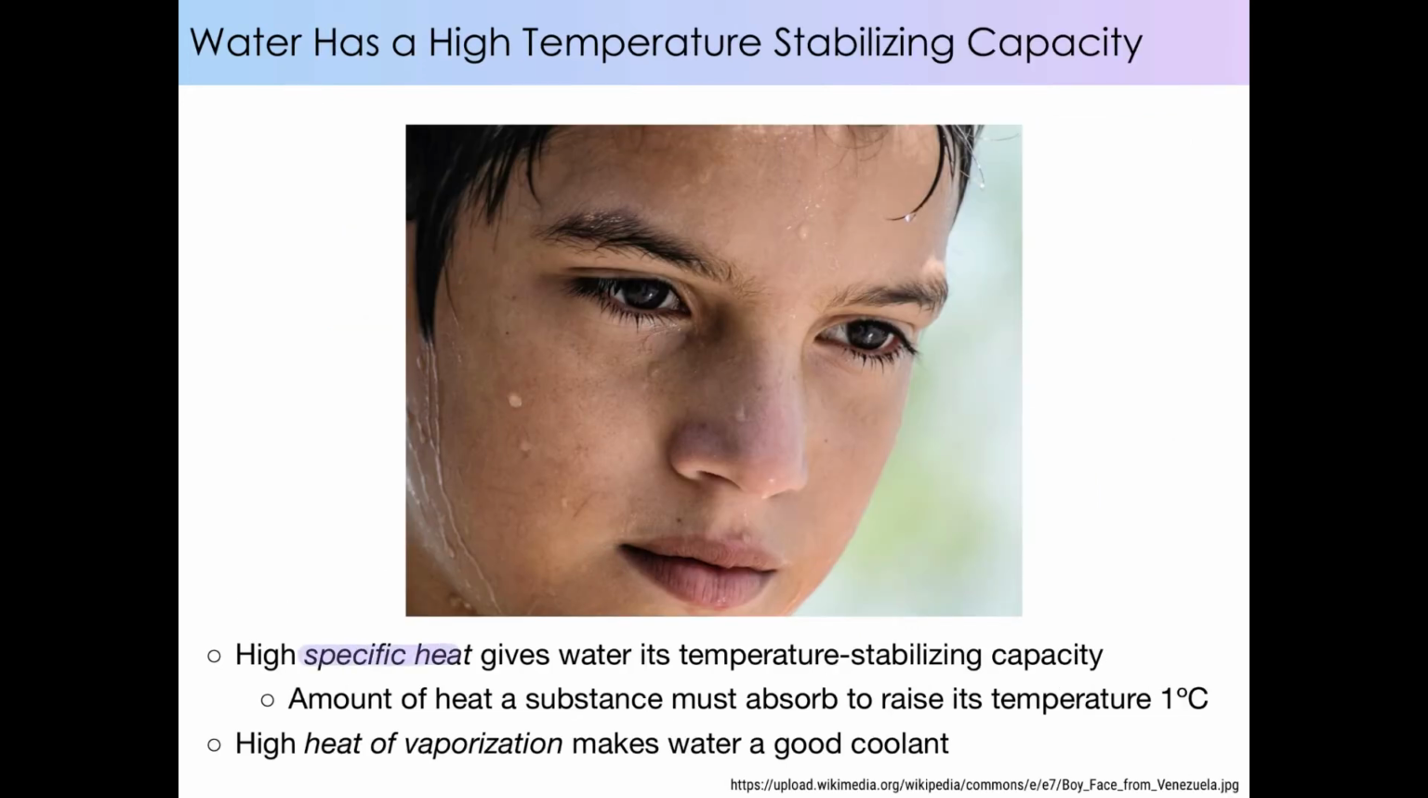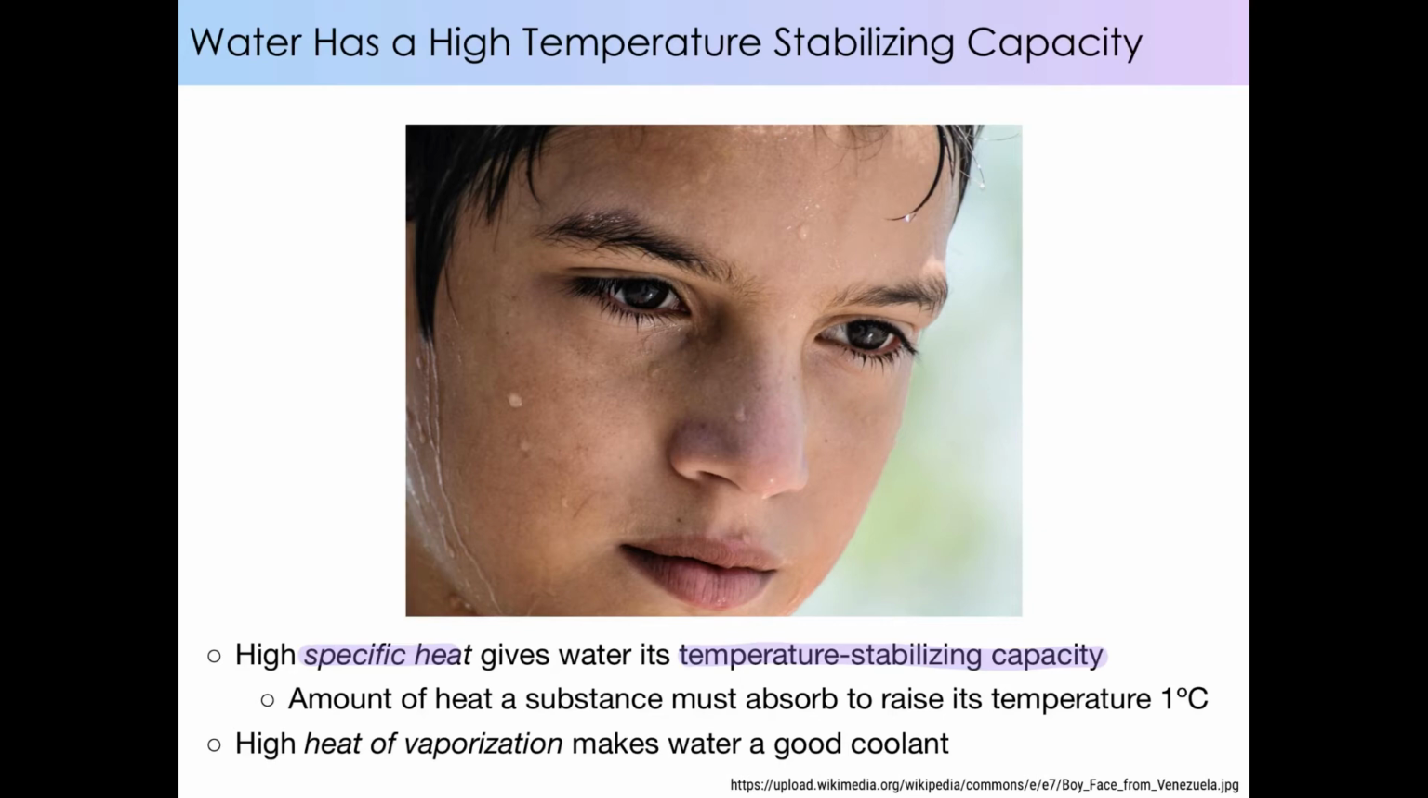Specific heat refers to the amount of heat that a substance needs to absorb per gram to increase its temperature by 1 degree Celsius. For water, the specific heat and the boiling point are higher than for most other liquids. So it takes a lot of energy to raise the temperature of water. So that means that in cells, because there's so much water, the temperature of the cell remains stable despite the fact that there are all these chemical reactions that are happening which release heat. So the high specific heat of water is what gives it that temperature stabilizing ability.